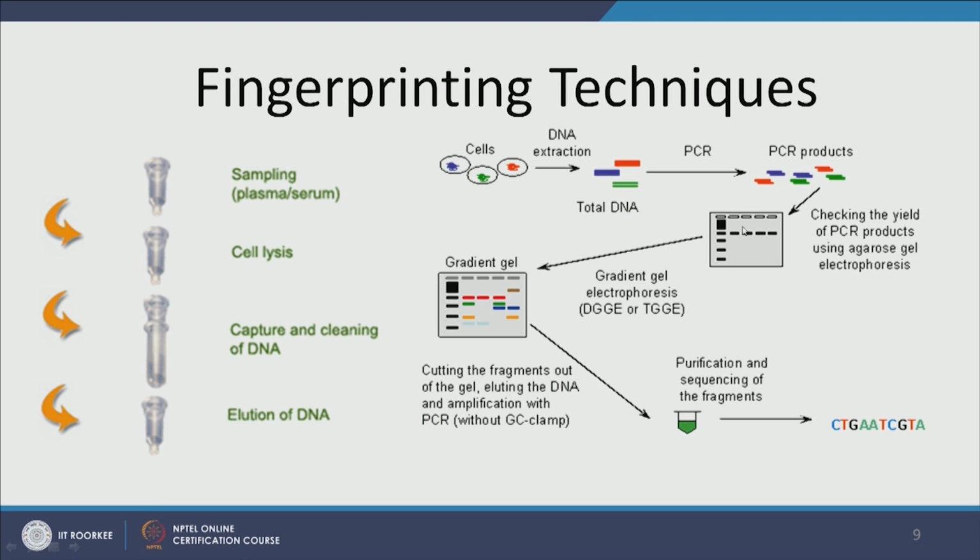If everything looks perfect, like how this gel looks perfect, then I will run DGGE or TGGE or whatever else makes sense to me, and then I can get a fingerprint. Whatever bands look interesting to me, I can cut them out, elute their DNA, and then I can sequence it, or I can amplify it, and I will know what is present here. So this is the sequence.